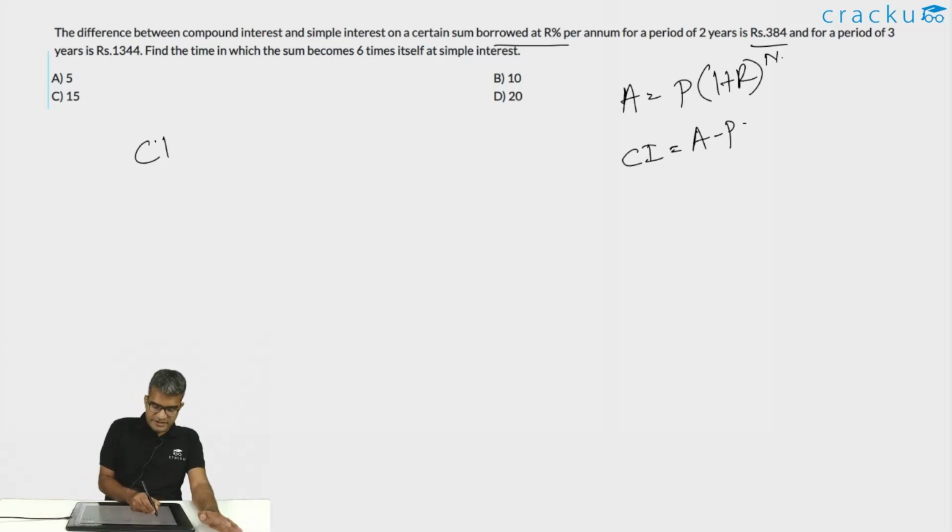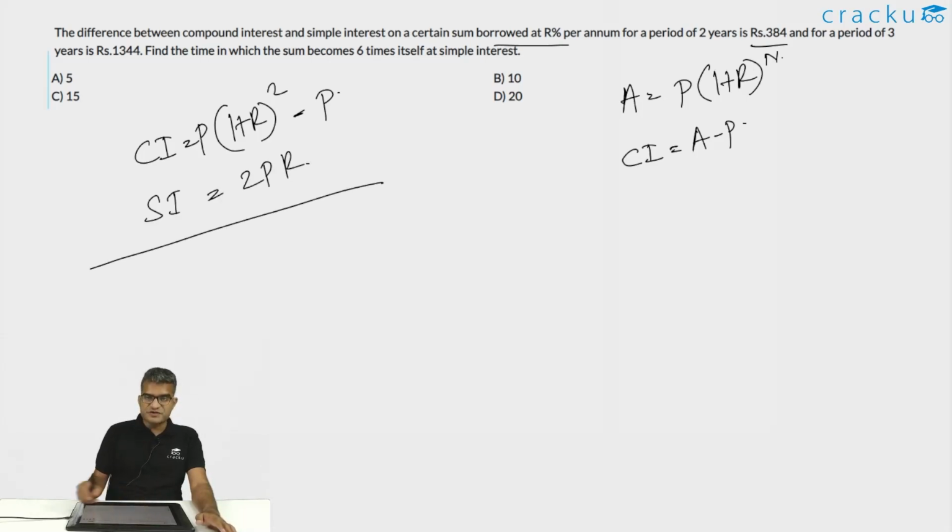That is, the compound interest for 2 years is p into (1 plus r) whole square minus p. And the simple interest for 2 years is equal to 2pr. The difference between these two is given. This is 384. So 384 is equal to p into (1 plus r) whole square minus p minus 2pr, which when you simplify is equal to pr square.